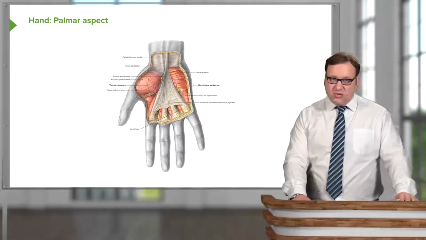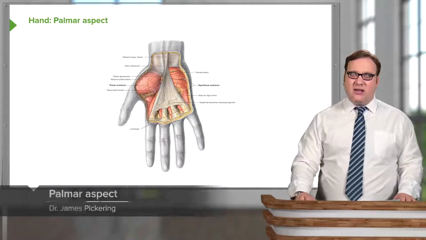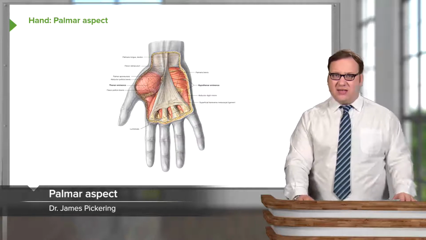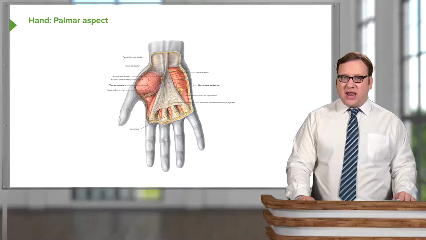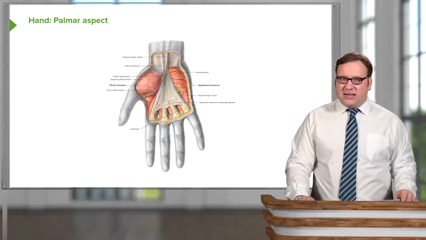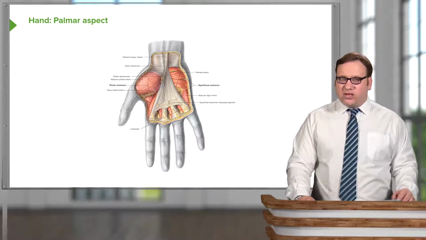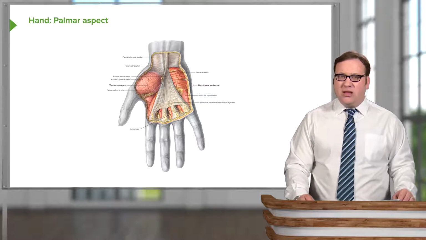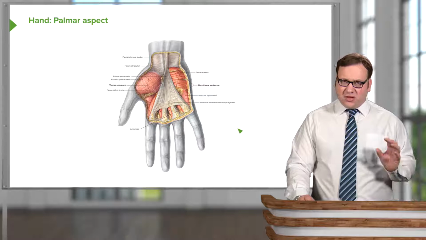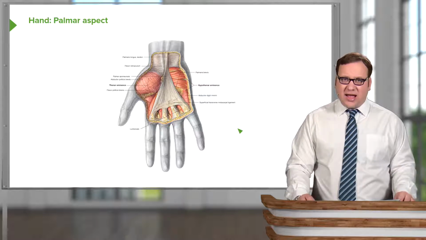So now let's move on to the palmar aspect of the hand. The palmar aspect of the hand contains a whole series of intrinsic muscles that allow the hand to assume many different positions, and also the tendons of the extrinsic muscles that originate in the forearm and pass through the carpal tunnel to the hand.